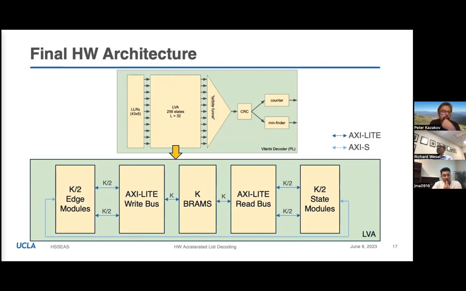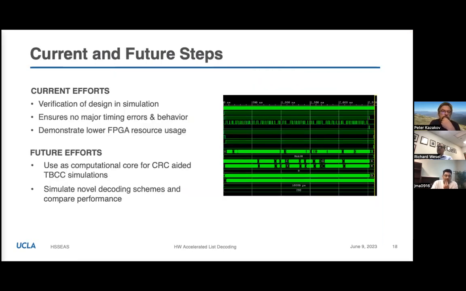and then we go to the next time point in the trellis. So the current steps, we're still in the verification and simulation in hardware part. We want to make sure there are no timing errors and the behavior makes sense before we actually try and run it on the FPGA. The goal overall is to show that this hardware design uses fewer resources than the previous design and is more efficient.